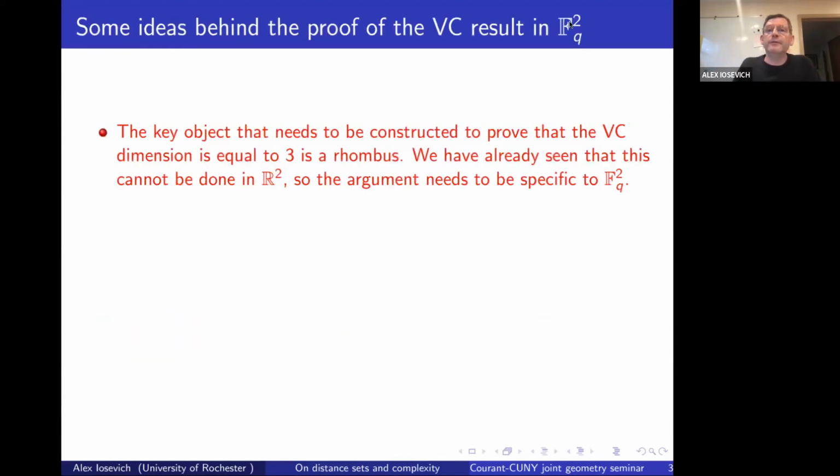Let me give you a quick overview of how to prove the VC result in F_q^2. Namely, if the size of the set is bigger than a constant times q^(15/8), then you get Vapnik-Chervonenkis dimension 2. The key object is a rhombus, which happens to be a parallelogram, in 2 dimensions. This is why this cannot be done in Euclidean space. So what I want to focus on is how we get around these issues in finite fields, because this will also give you a flavor of things you can do in finite fields that you cannot do in Euclidean space.